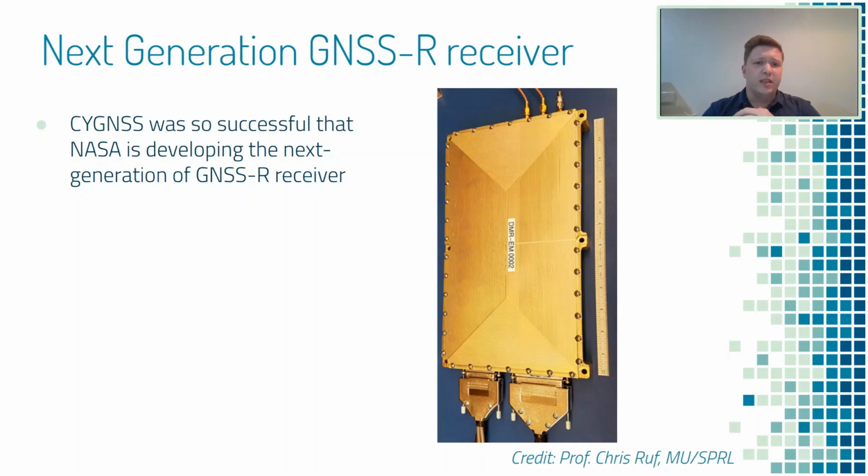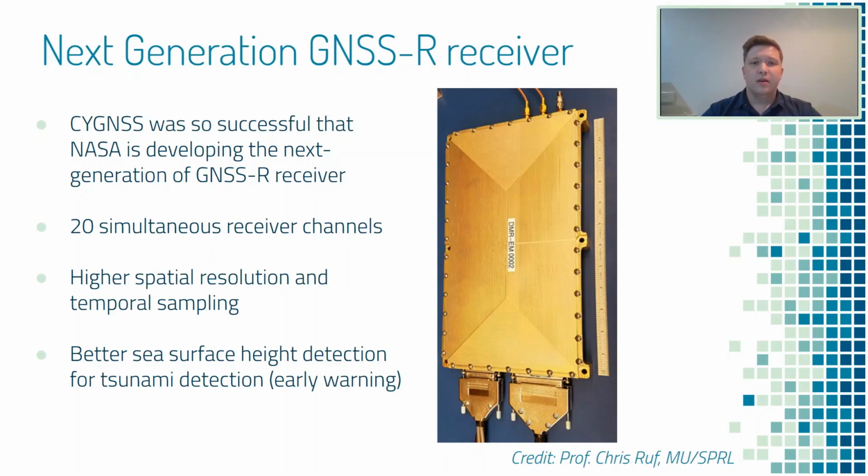So, the Cygnus mission was so successful that NASA's now developing the next generation of GNSS-R receivers. The next gen receiver can receive 20 simultaneous signals instead of 4, has a much better spatial resolution and temporal sampling, and it has a more accurate sea surface height detection, which will allow for early tsunami warnings.